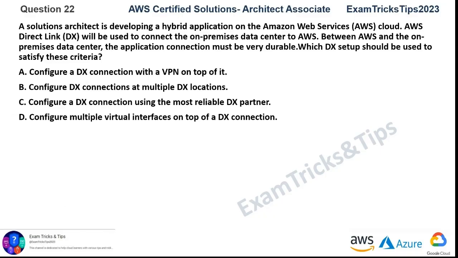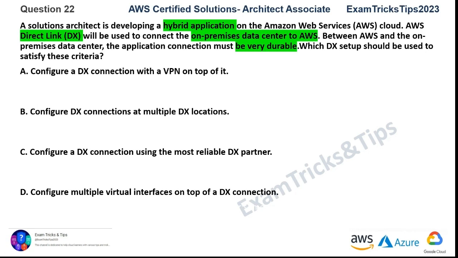Question number 22. A solutions architect is developing a hybrid application on the AWS cloud. AWS Direct Connect will be used to connect the on-premises data center and AWS. Between AWS and the on-prem data center, the application connection must be very durable. Which DX setup should be used to satisfy these criteria?